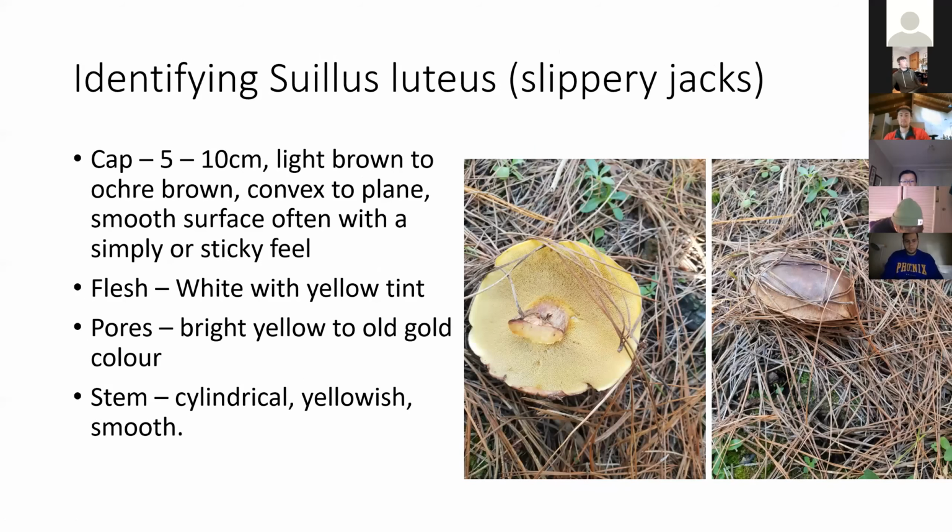So the next one is slippery jacks. Slippery jacks are a little bit smaller than saffron milkcaps, and they've kind of got this light brown ochre color. So they're convex to a plane, so they're just your standard mushroomy shape. If you ever played Minecraft, what Minecraft told you mushrooms look like is what these look like. They have this kind of weird smooth surface with a slippery or sticky feel to it, depending on how dry it's been. The flesh is quite white with a yellow tint, and the pores are bright yellow to this kind of old gold color. And that stem is fully enclosed. There's no hollow section to it, yellowish and smooth.